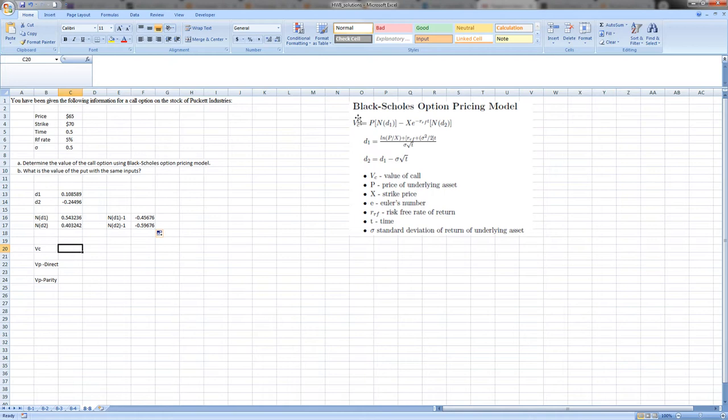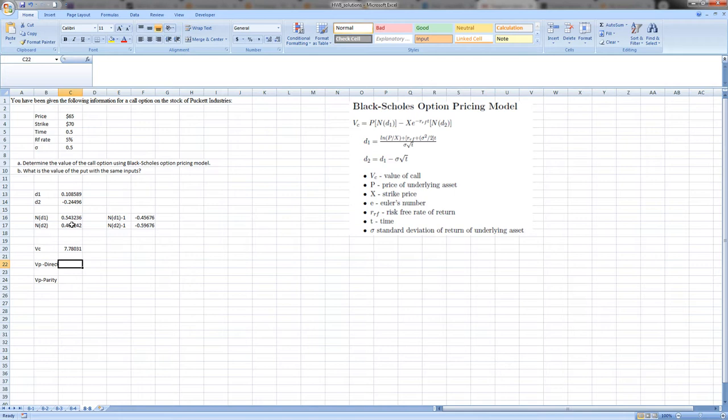So the value of the call, we're just going to use this formula and plug in numbers. So it's the price times N of d1, minus strike times exponent of the negative risk-free times time, times N of d2. So this call would currently sell for $7.78.